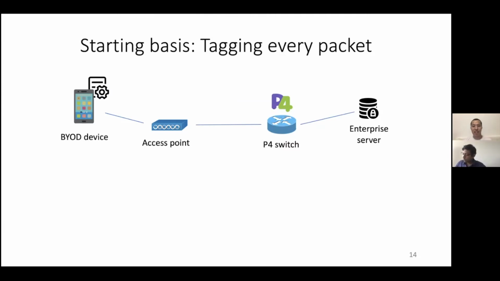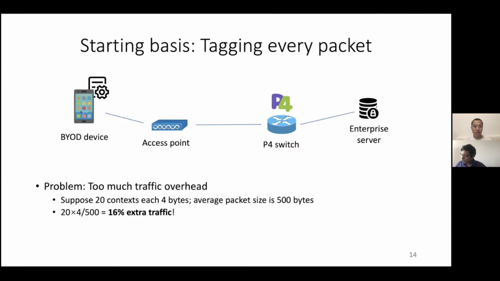Then based on the decision, it forwards the traffic or it drops the packet. This looks very simple, right? We just add another field and make a decision based on the field. However, there is a big problem in this design because it has very much traffic overhead. For instance, if we have 20 contexts and each context takes 4 bytes, the result will be we have to send 16% extra traffic. This is unacceptable, a lot of overhead.